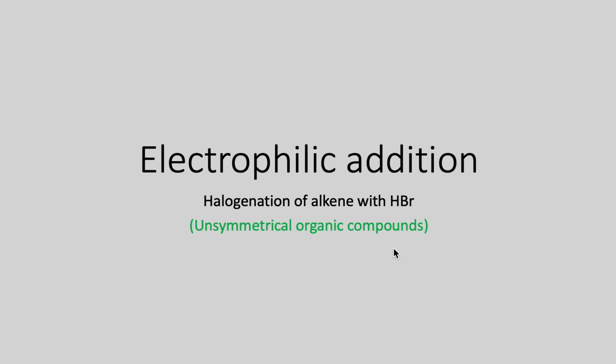Okay, electrophilic addition, halogenation of alkene with hydrogen bromide for unsymmetrical organic molecules. So the simplest unsymmetrical organic molecule for alkene is propene. So remember, C3H6. So if we draw the structural formula, let's make it like this. So CH3, here I have carbon, double bond, carbon, hydrogen, hydrogen, hydrogen.